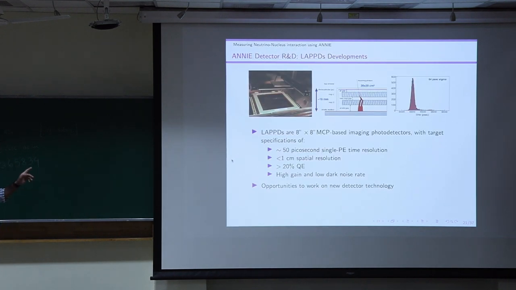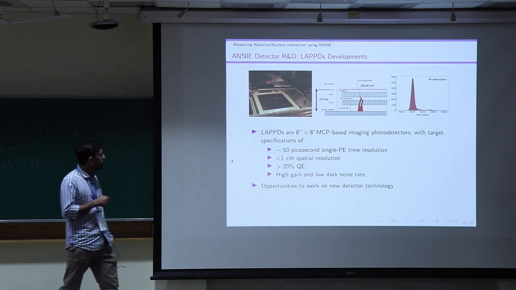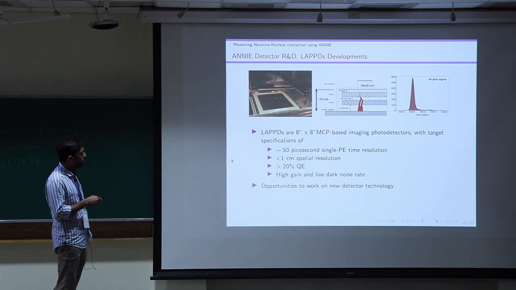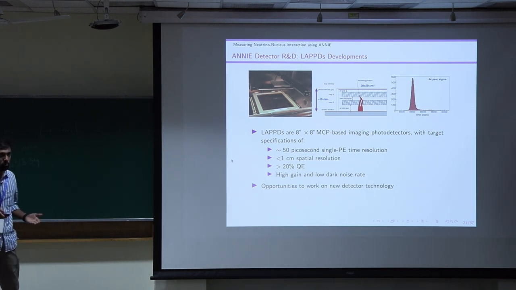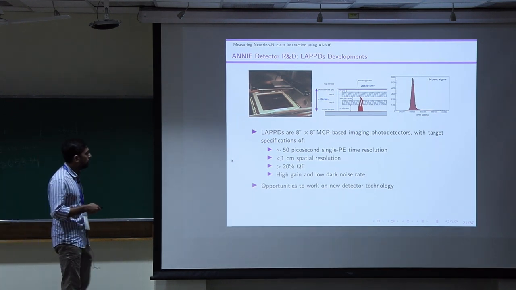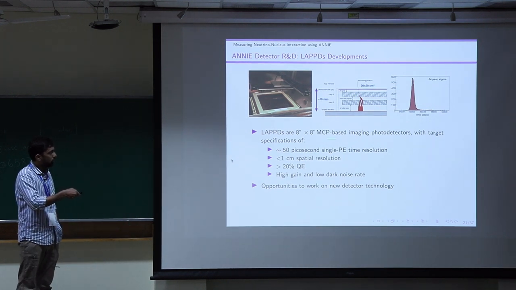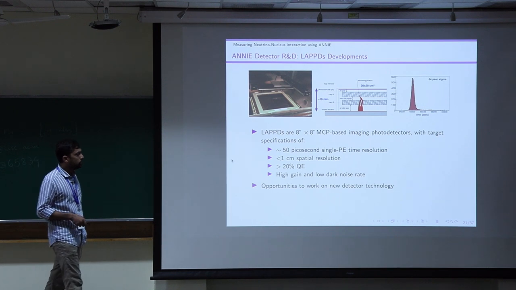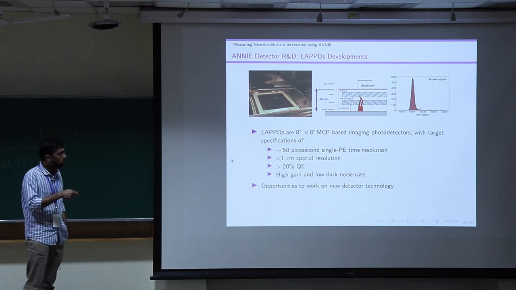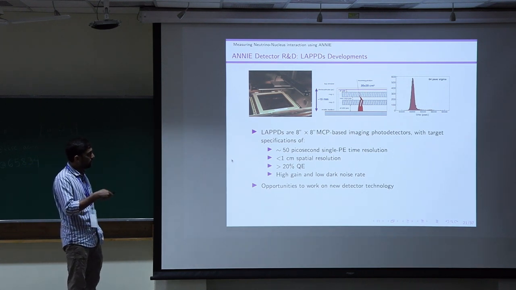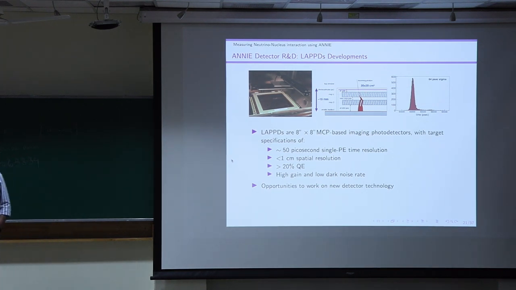And I want to briefly talk about the detector R&D that we are doing in ANNIE. This is the LAPPDs, large area picosecond photodetectors. This is like a photomultiplier too, but it has a very good time resolution. These are called micro-channel plate imaging photodetectors. Whenever a photon comes, it goes into the micro channel, and it gets amplified by the photocathode material, and then you can read it out.